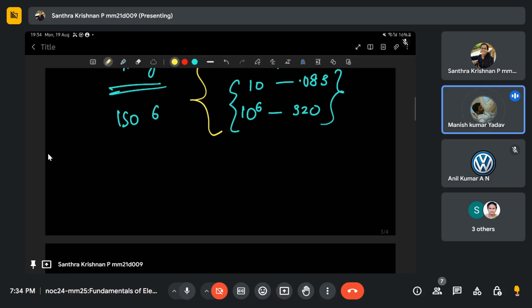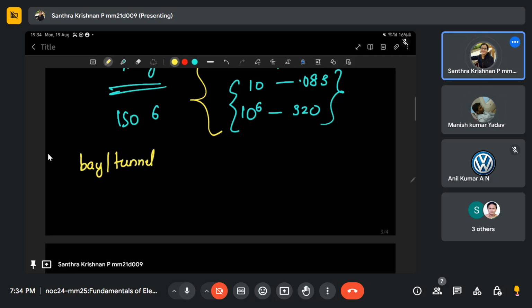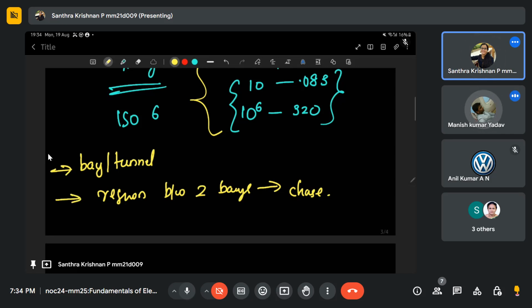Ma'am, but I'm not able to visualize the structure and how it looks. I don't think it's tunnel bay like that. It's basically bay or tunnel, and the region between two bays is the chase. This is the thing that I remember. Bay and chase is clear, ma'am, in the figure it shows. Chase means contaminated air, and bay means clean air, where our wafer is kept.